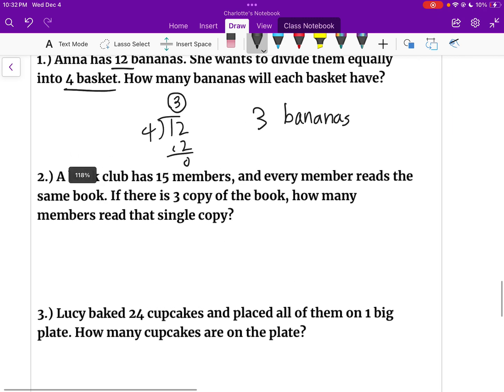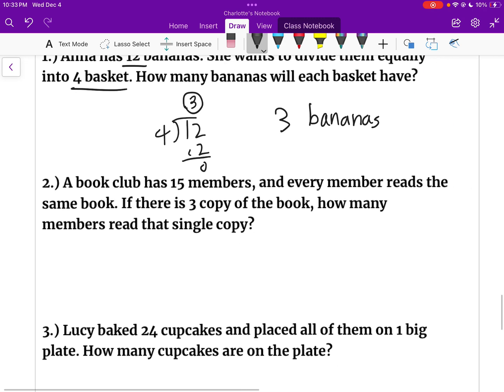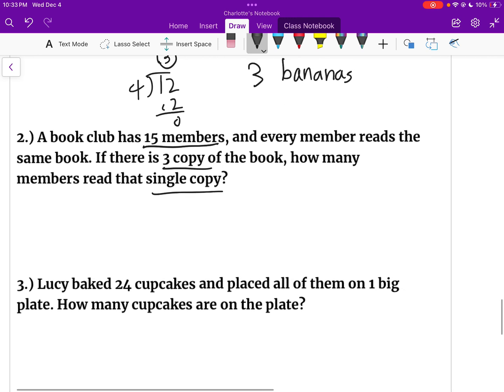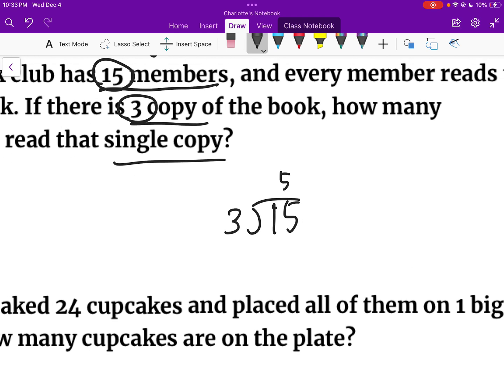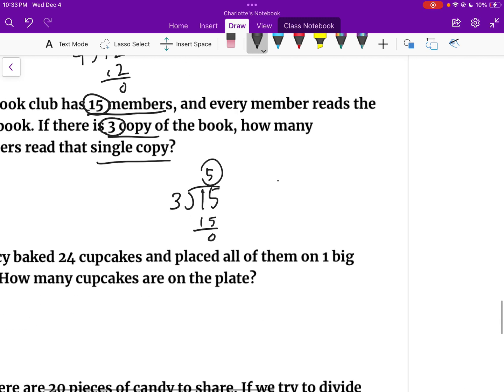The book club has 50 members, and every member reads the same book. If there are 3 copies of the book, how many members read a single copy? So 15 divided by 3, because we have 15 members and we only have 3 copies. So 3 times 5 is 15. So the quotient is 5. Which means that 5 members.